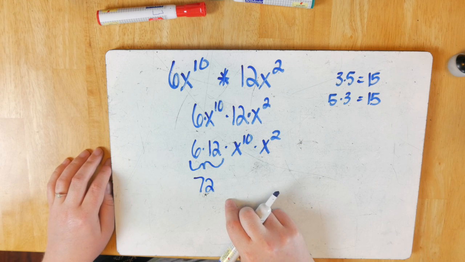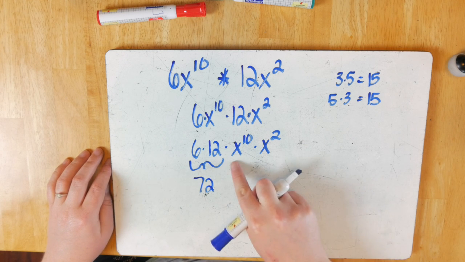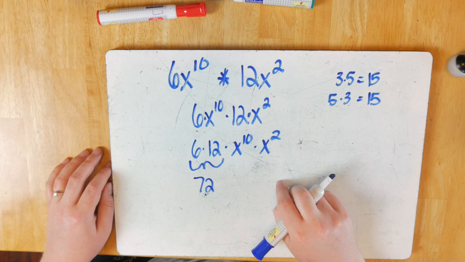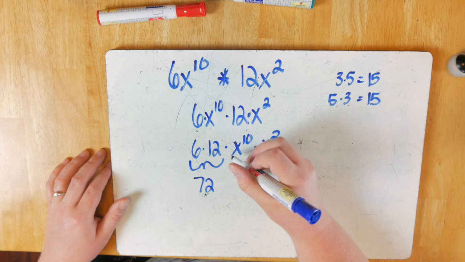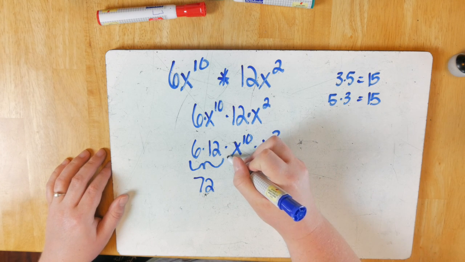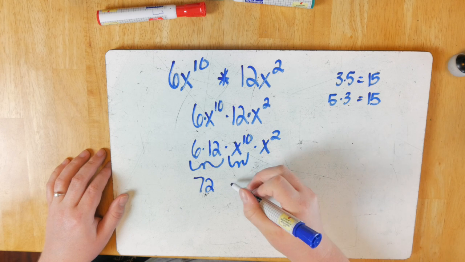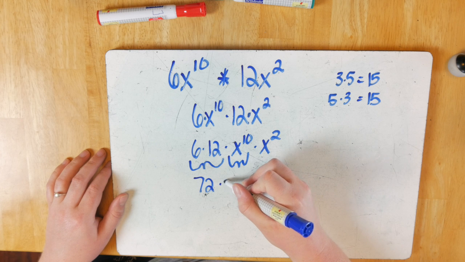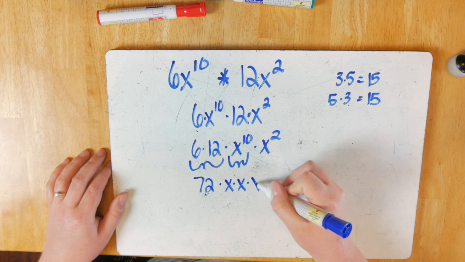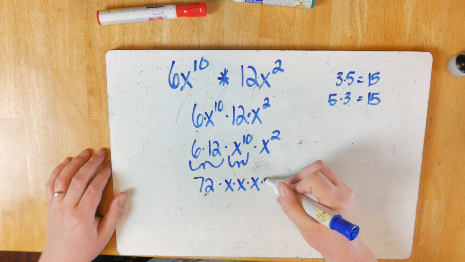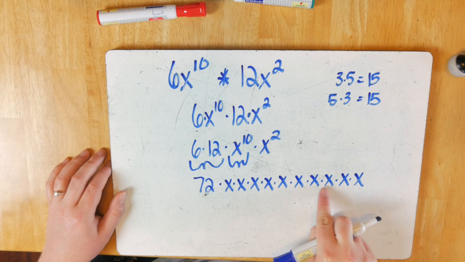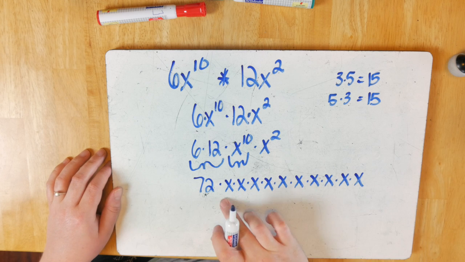Because that might be a little bit easier for some of us. And then to multiply the x's together, we're going to actually break it apart and expand it a little bit first, because that's my favorite thing to do to really see what's happening here. So we have x to the 10th, which is x multiplied by itself 10 times. So that would be x times itself 10 times. 1, 2, 3, 4, 5, 6, 7, 8, 9, 10. Okay. X times itself 10 times.